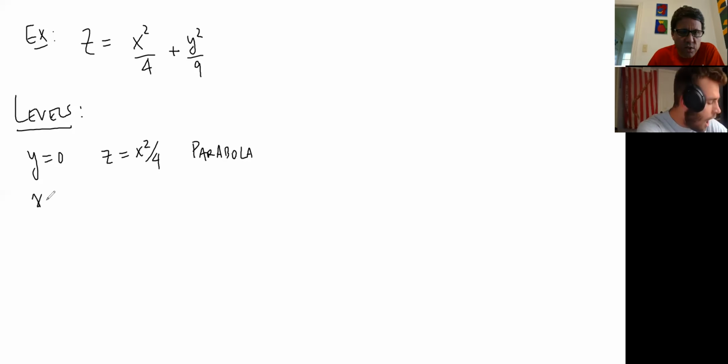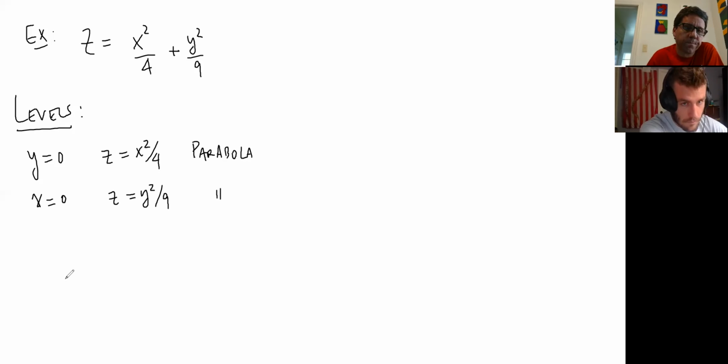If x is 0, I get z is y squared over 9, which is also a parabola. Just turned sideways, a little bit stretched open a little bit more.